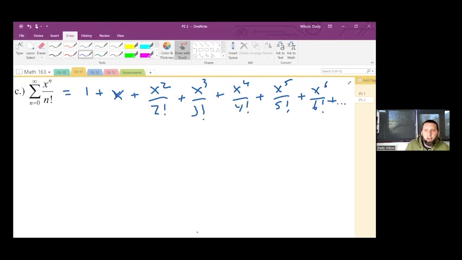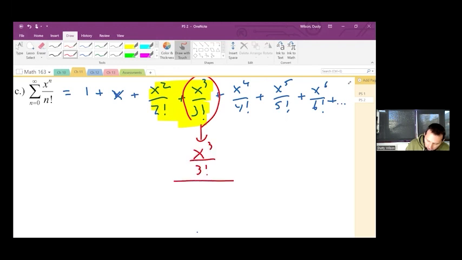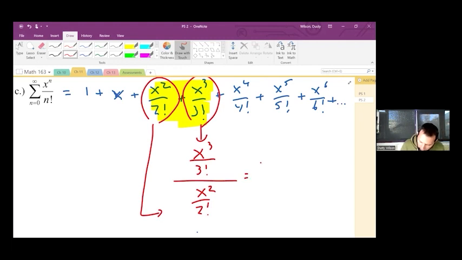And again, we could ask what happens if we look at the ratio of consecutive terms. That is, how fast are these terms approaching 0? So if we looked at those first 2 terms, we would take the top term, x cubed over 3 factorial, and divide by x squared over 2 factorial. And this is going to equal x over 3.